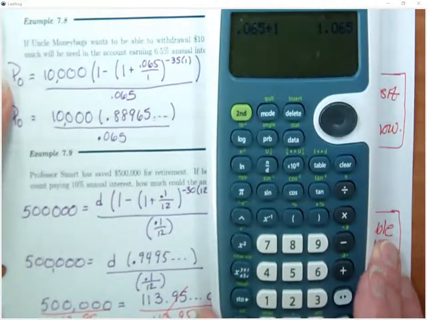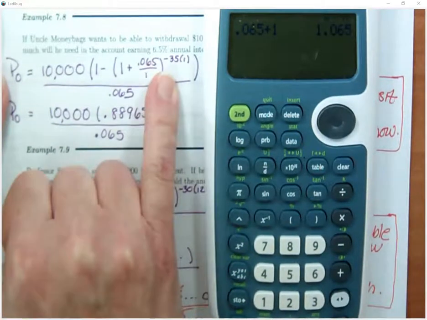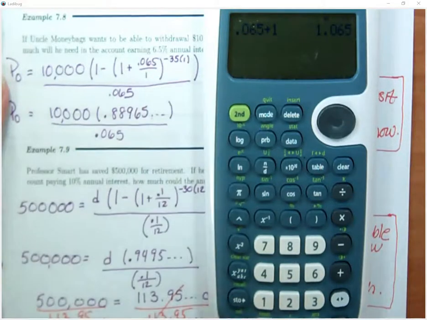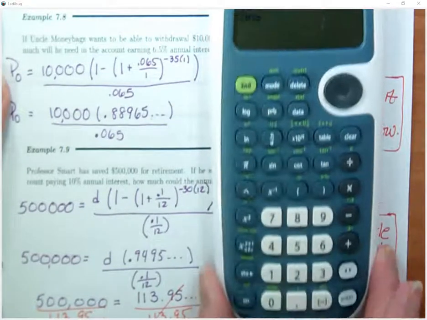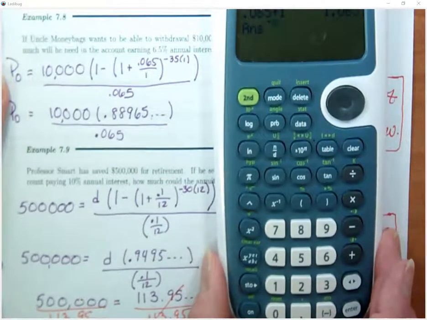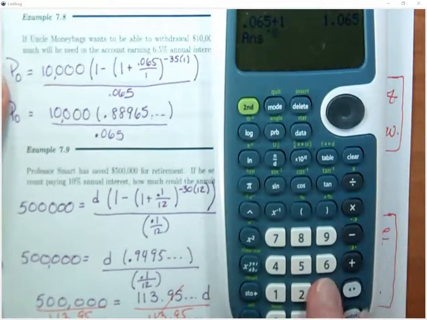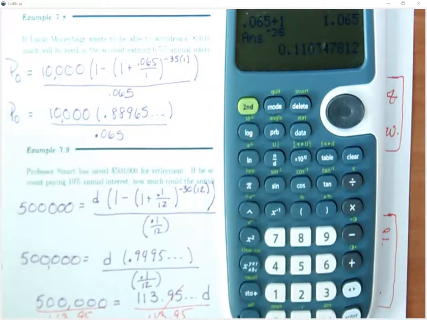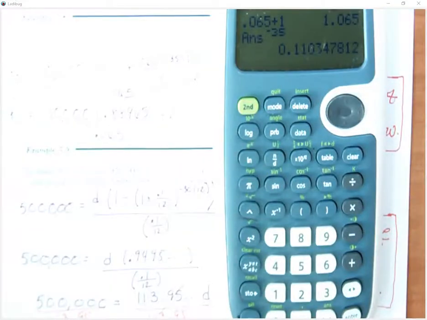So I get 1.065. Then I want to raise it to the negative 35 times 1. Be careful of that. You're going to hit the exponent key, the caret it's called, and then hit your negative symbol down at the bottom. Don't use the subtract, it won't work. You need to use the negative. So if you were getting an error, that's why. Then we're going to hit equals, and I get 0.1103, and so on.